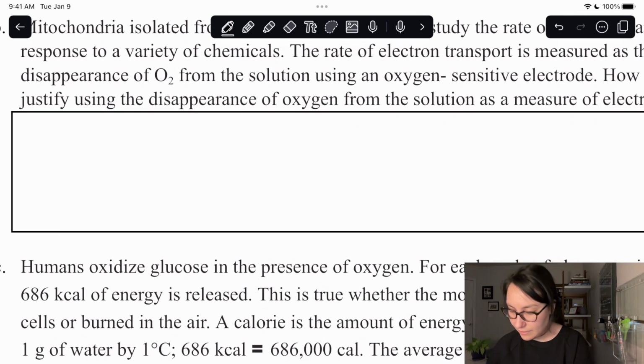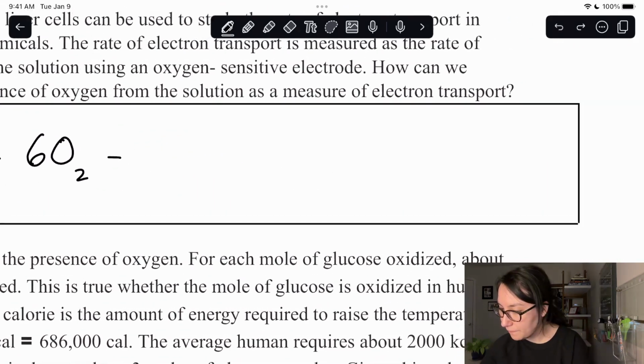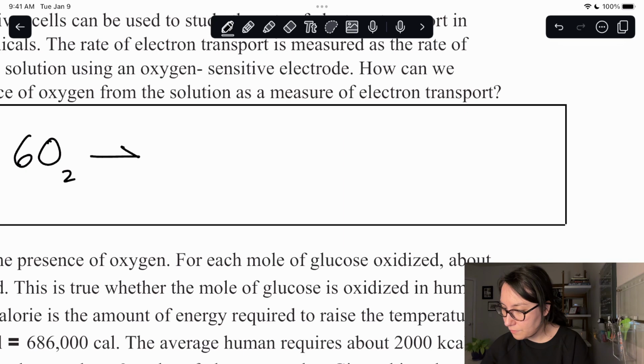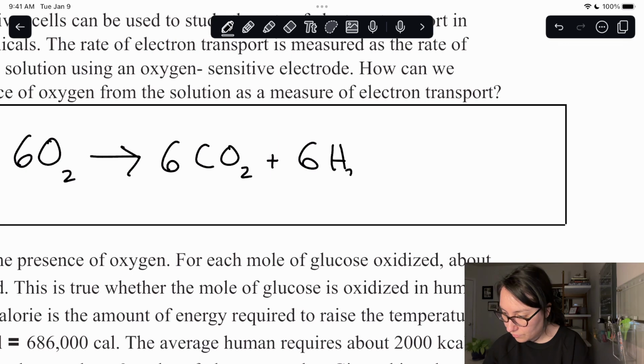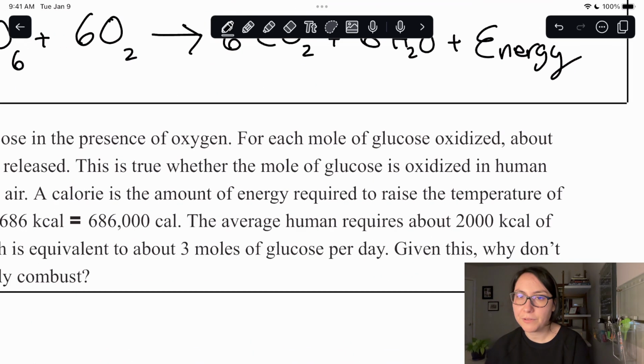All you've got to do is just literally write down the formula, which is C6H12O6 plus 6O2, and that turns into 6CO2 plus 6H2O plus energy. That's all you have to write down for that one.